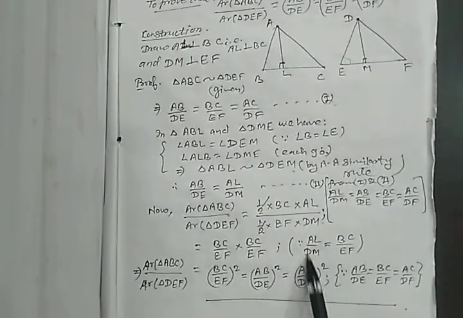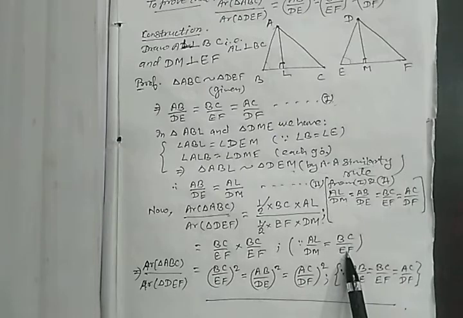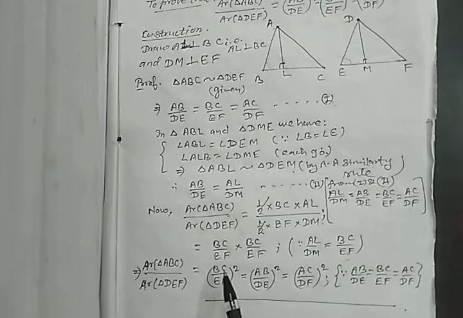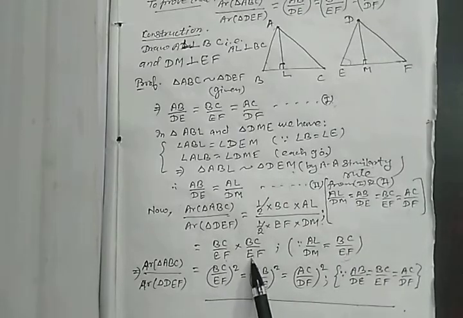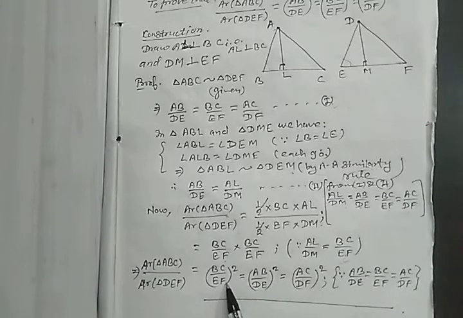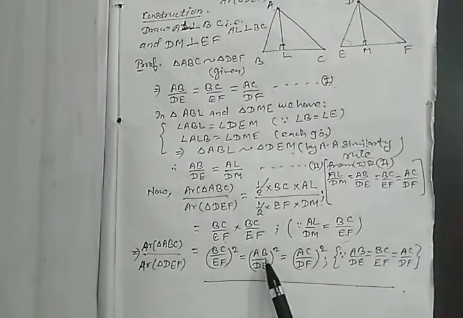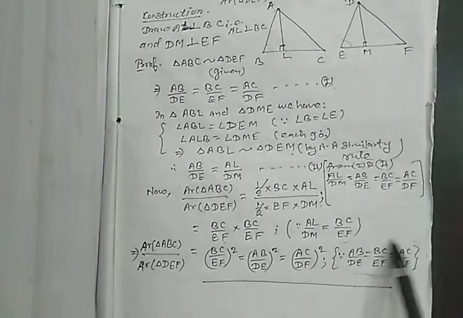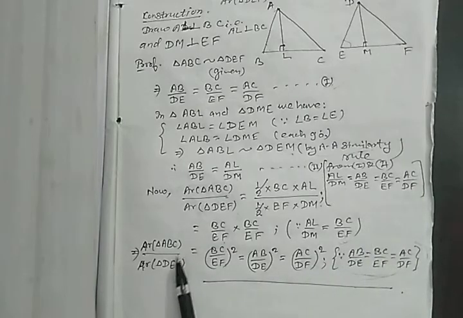But AL by DM was equal to BC by EF also, and so the area of ABC upon DEF equals BC by EF into BC by EF, that is (BC by EF) whole square. But BC by EF equal to AB by DE equal to AC by DF, and due to this reason only, the area of triangle ABC upon the area of triangle DEF equals (BC by EF) whole square equal to (AB by DE) whole square equal to (AC by DF) whole square.